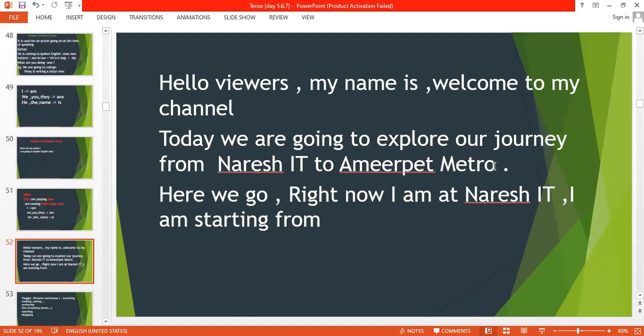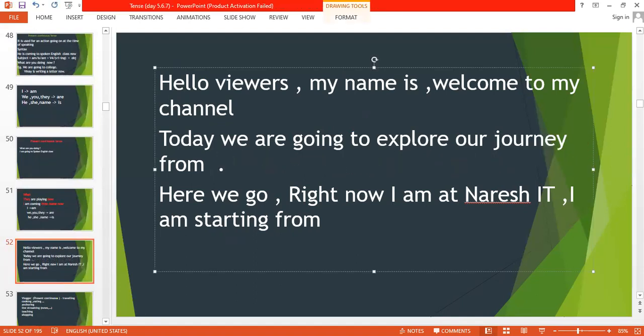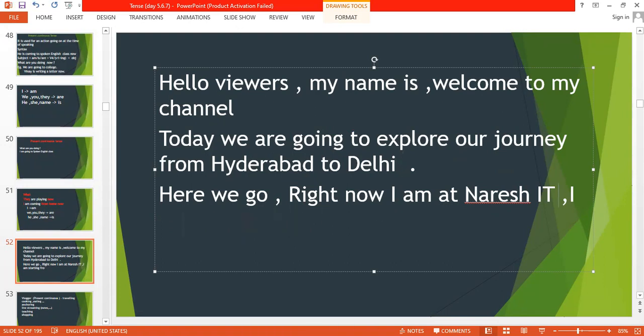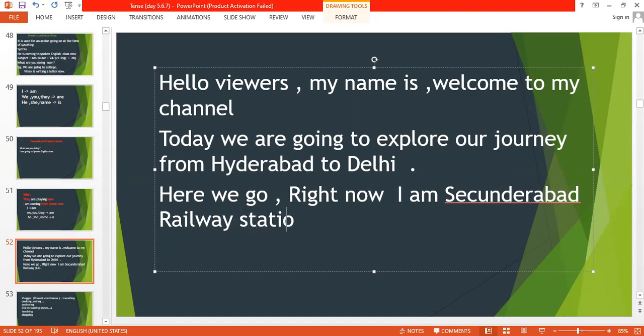And let's say you're going from one place to another, for example, if you're traveling from Hyderabad to, let's say, Delhi or Mumbai. So you can say, today we are going to explore our journey from Hyderabad to Mumbai. And as you can say, here we go. Right now, I am at Sikandrabad railway station, and I'm waiting for my train to arrive.